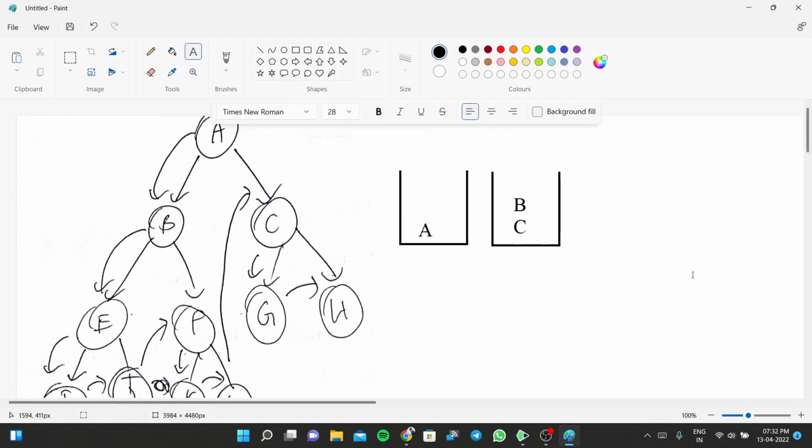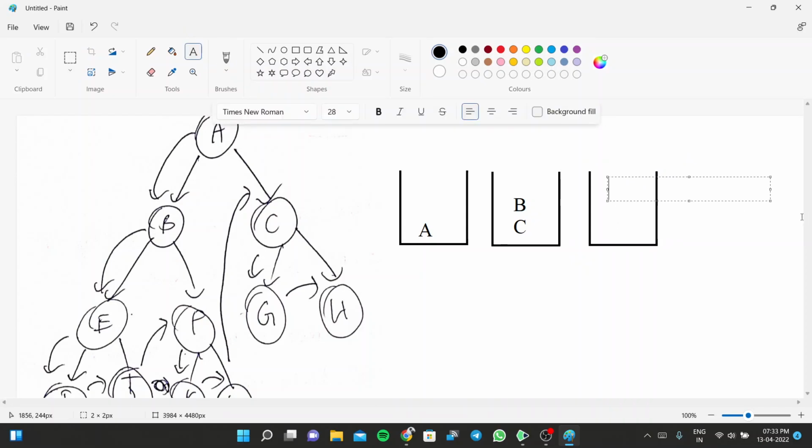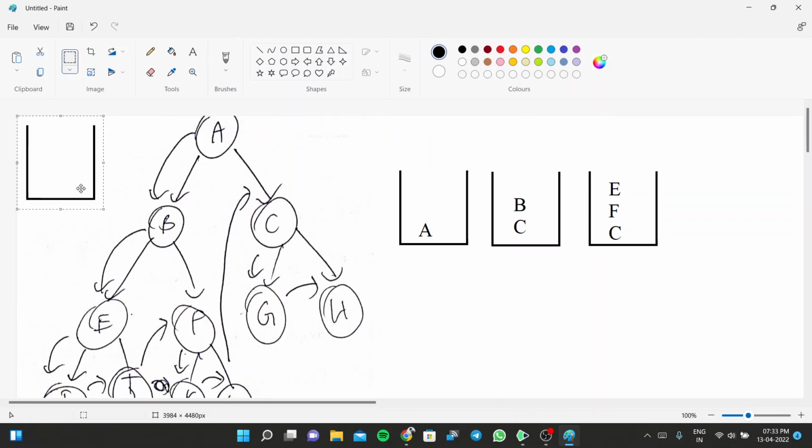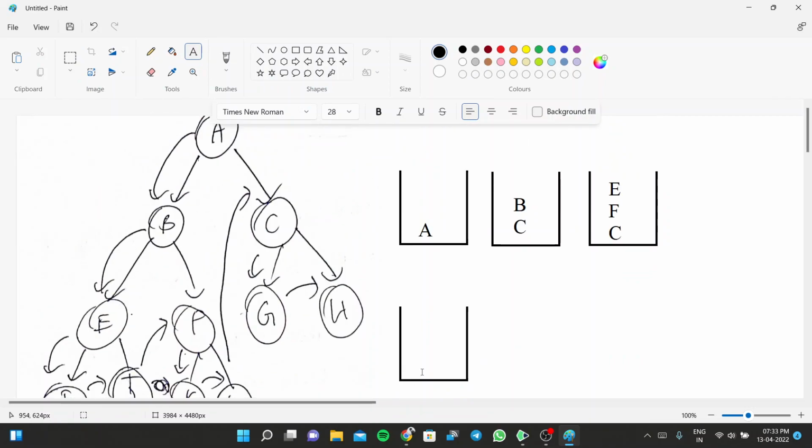After writing B and C, the topmost element will again get eliminated. Eliminating B, what are the elements? They are E, F and C. From here we are going to eliminate E. After eliminating E, there are I, J. So I, J, F, C. Yeah, so these are the elements.